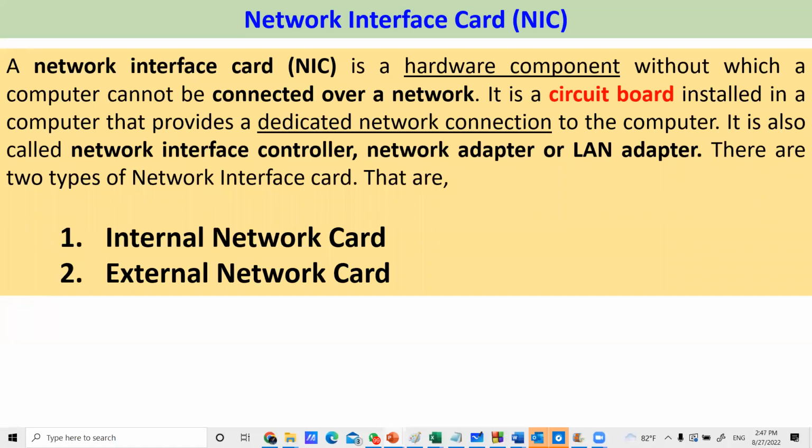Then this network interface card is also given some other names. Network interface controller is another name for NIC or network interface card. Then network adapter, it is also referred to as network adapter or LAN adapter. Remember, there are other names also for the network interface card.